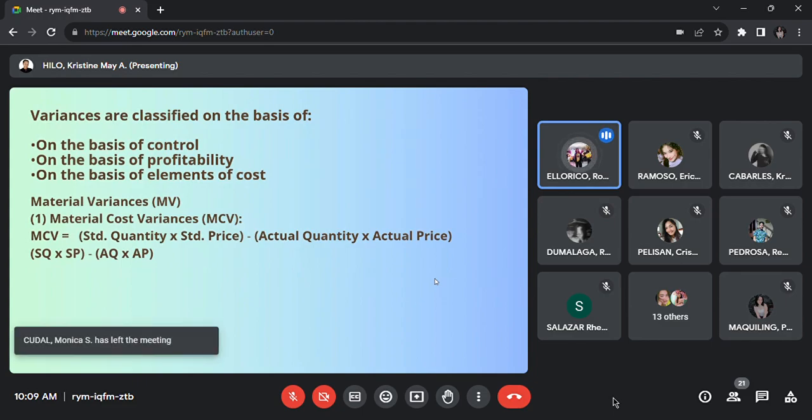So in types of variances, initially, standard for all elements of cost should be set, and then the actual cost should be compared with the standard cost to obtain the variances. So some deviations are found when actual performances are recorded and compared with the standard set. So these deviations are known as variances.